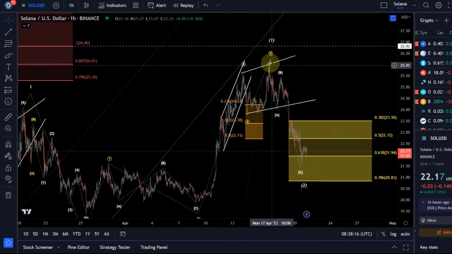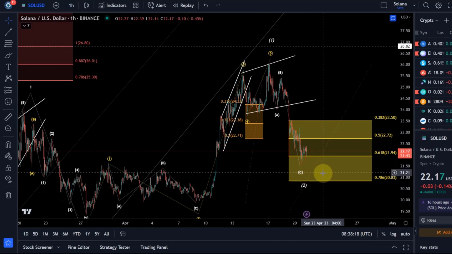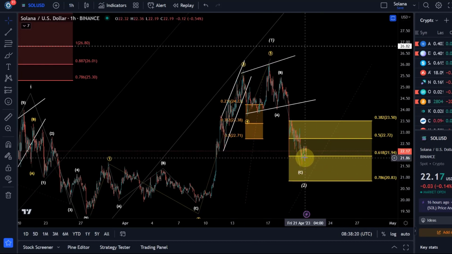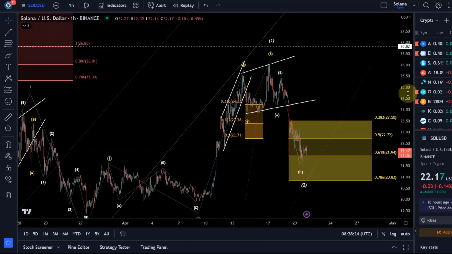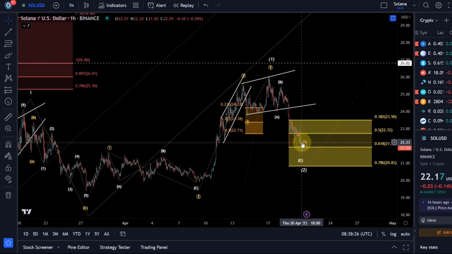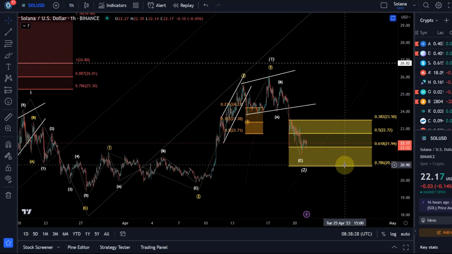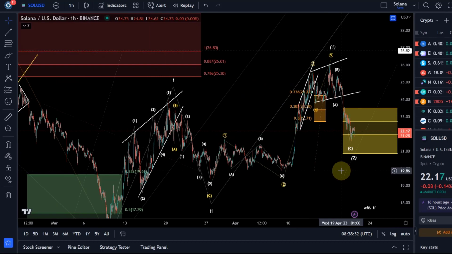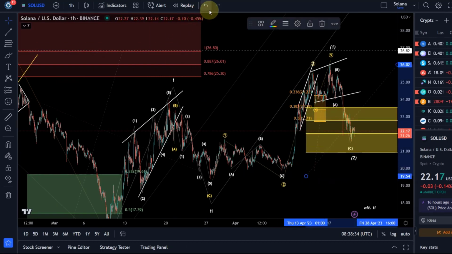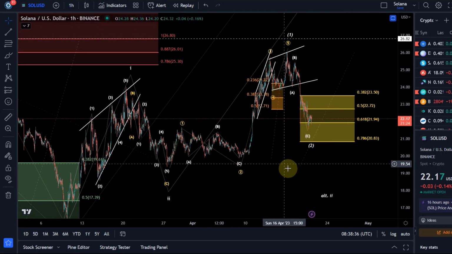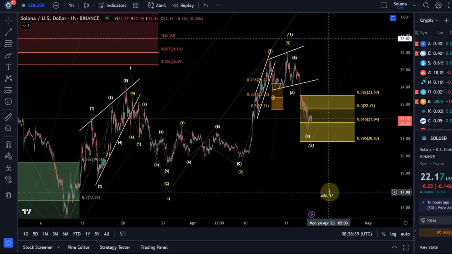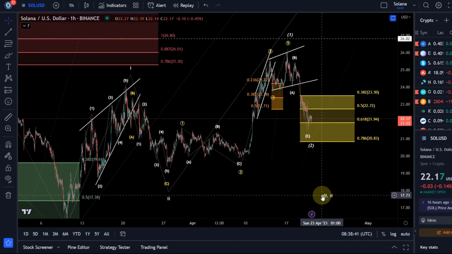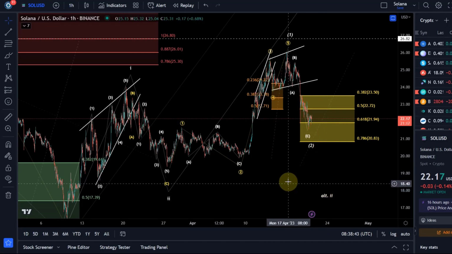After this move up, and then the move down. But now the question is, are we actually going to hold this box? I am a bit skeptical about it, but I think before we break through it, if we do, we could see a bit of a bounce to the upside before we come down. Because there's of course the alternate count as well, and the alternate, to be honest, would be in line with Bitcoin's and Ethereum's count to a degree at least.